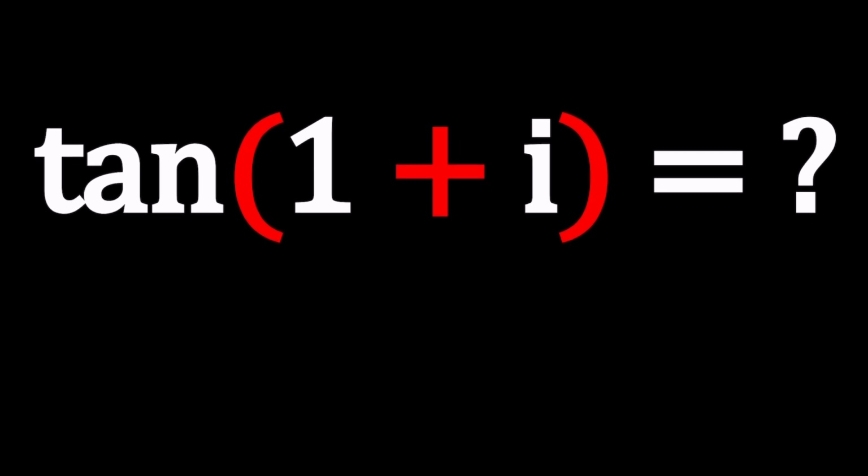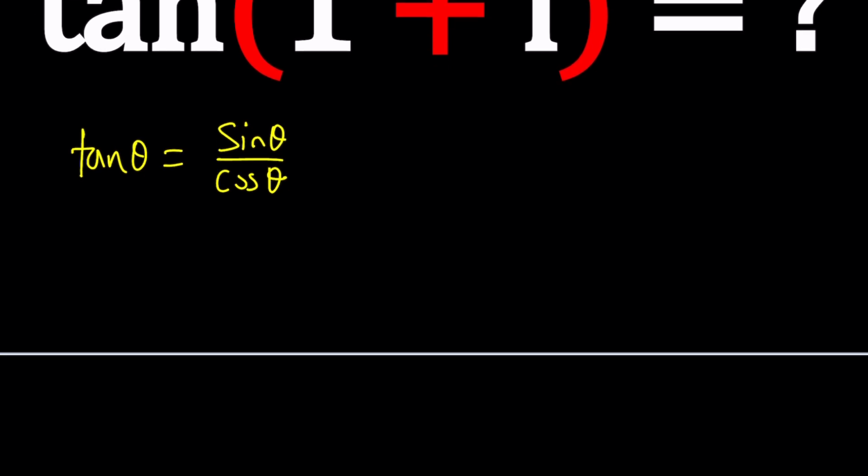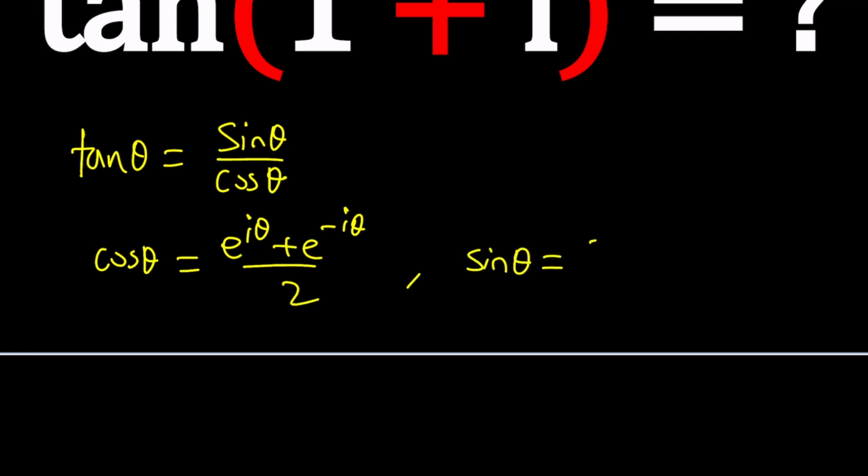So, to be able to do that, we're going to consider a formula for tangent theta when theta is complex. There are some formulas, but we're going to start with the following. Tangent theta can be written as sine theta over cosine theta. This is true even when theta is not real. So do we have a formula for sine and cosine? Yes. Cosine theta can be written as e to the i theta plus e to the negative i theta divided by 2, and sine theta can be written as e to the i theta minus e to the negative i theta divided by 2i. But where do they come from?